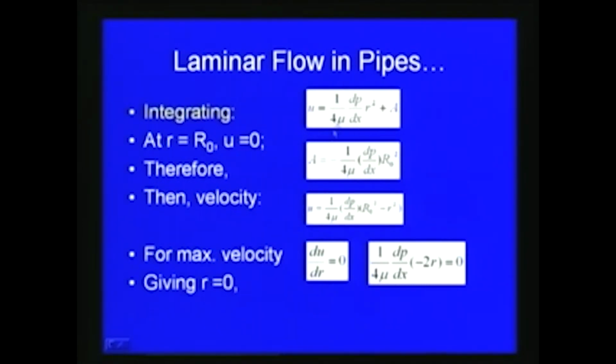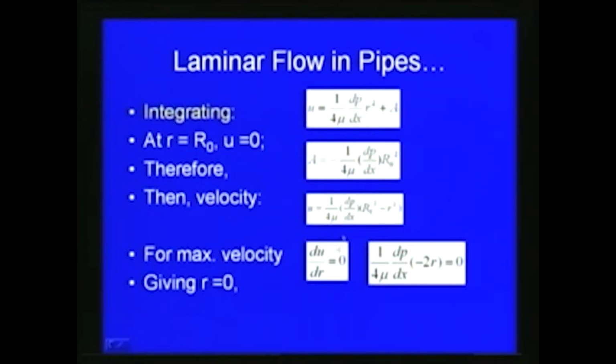Then finally, we can put this expression for a back into the expression for velocity. So, u is equal to 1 by 4 mu dP by dx into r 0 square minus small r square. This is the expression for the velocity. From this we can find out where the maximum velocity takes place, if you differentiate and equate to 0, du by dr is equal to 0. That is 1 by 4 mu dP by dx into minus 2r is equal to 0, giving r is equal to 0. So, at the center will be the maximum velocity.